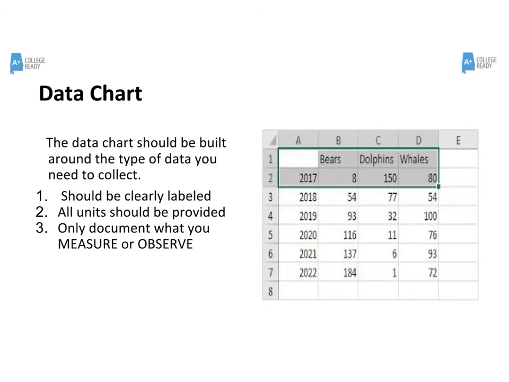The data chart should be built around the type of data you need to collect. So students and teachers need to be reflective about what kind of information they need to collect in the laboratory based upon their hypothesis. It should be clearly labeled and all units should be provided. A data chart should only contain data, what you've measured or observed.